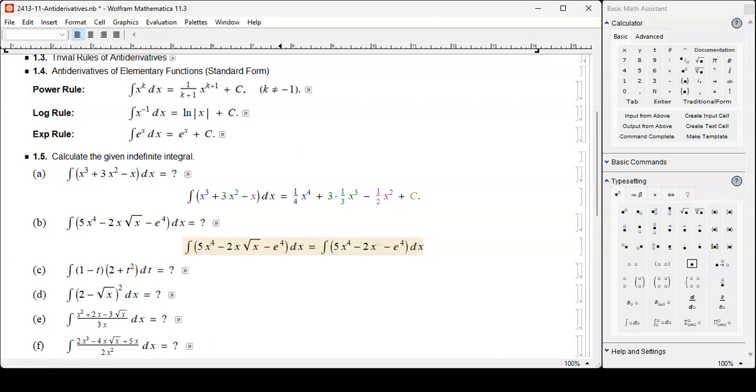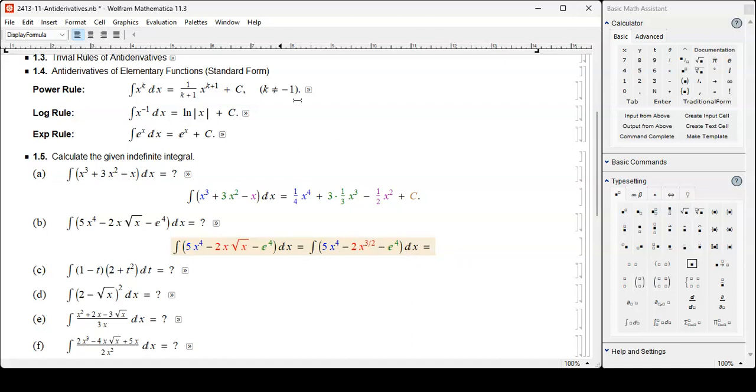2x to what power? First power, and then the radical, 1/2 power. So they become 3/2 power. So this blue one stays the same, and this red one, I change it into power form like this. And then finally this green one will stay the same, and I didn't apply any of the antiderivative rules yet. And that's why this integral notation and dx are still there.